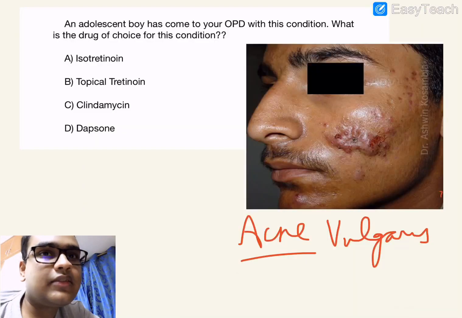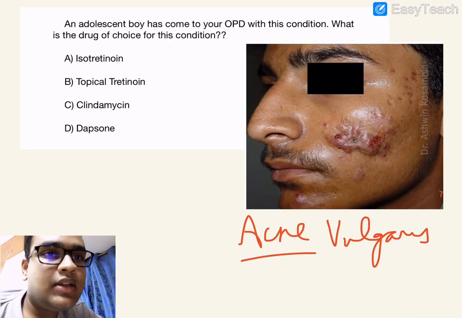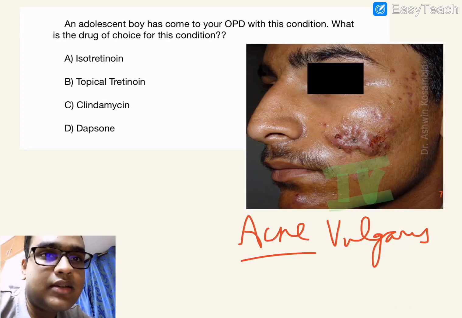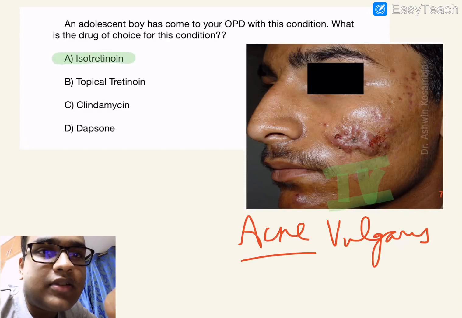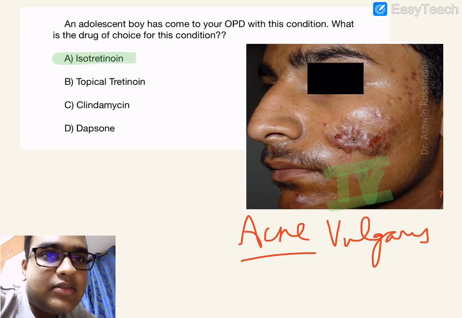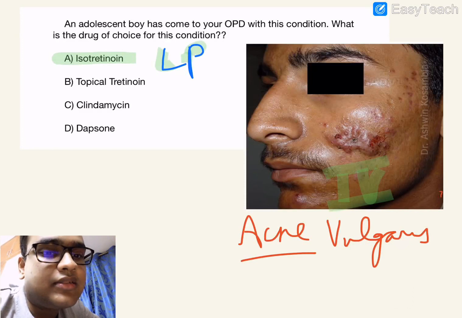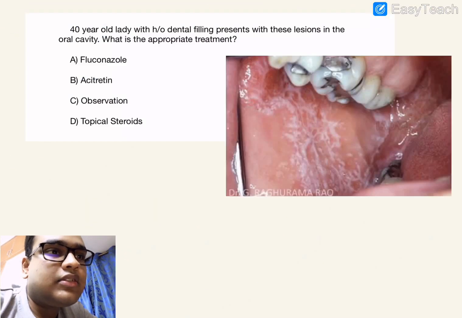So now let's go back to this question. As we all know, this is nodulocystic acne, which is grade 4. So what is the drug of choice in grade 4 acne? The drug of choice is isotretinoin, the oral preparation. Before starting isotretinoin, always get a baseline lipid profile done, because it can derange the lipid profile values. So moving on to the next question.